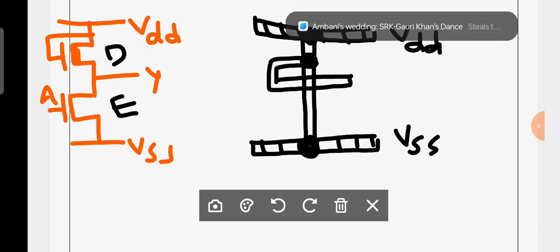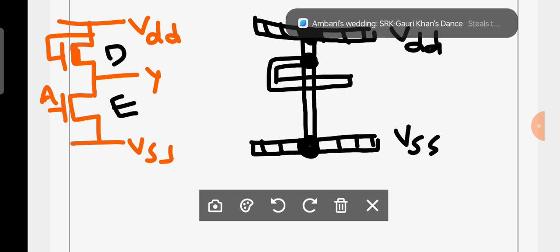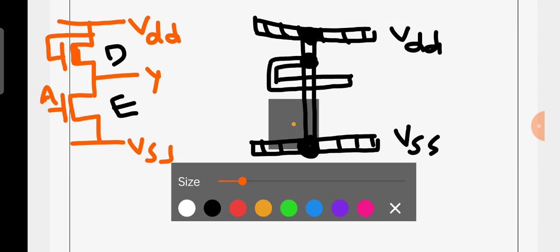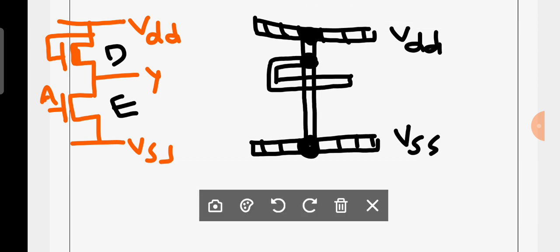Okay, now you may observe very carefully. Since it is a depletion mode transistor, what should be present? Yeah, I will use different color. Okay, implant should be present. Therefore I am considering the implant here. This is your implant.